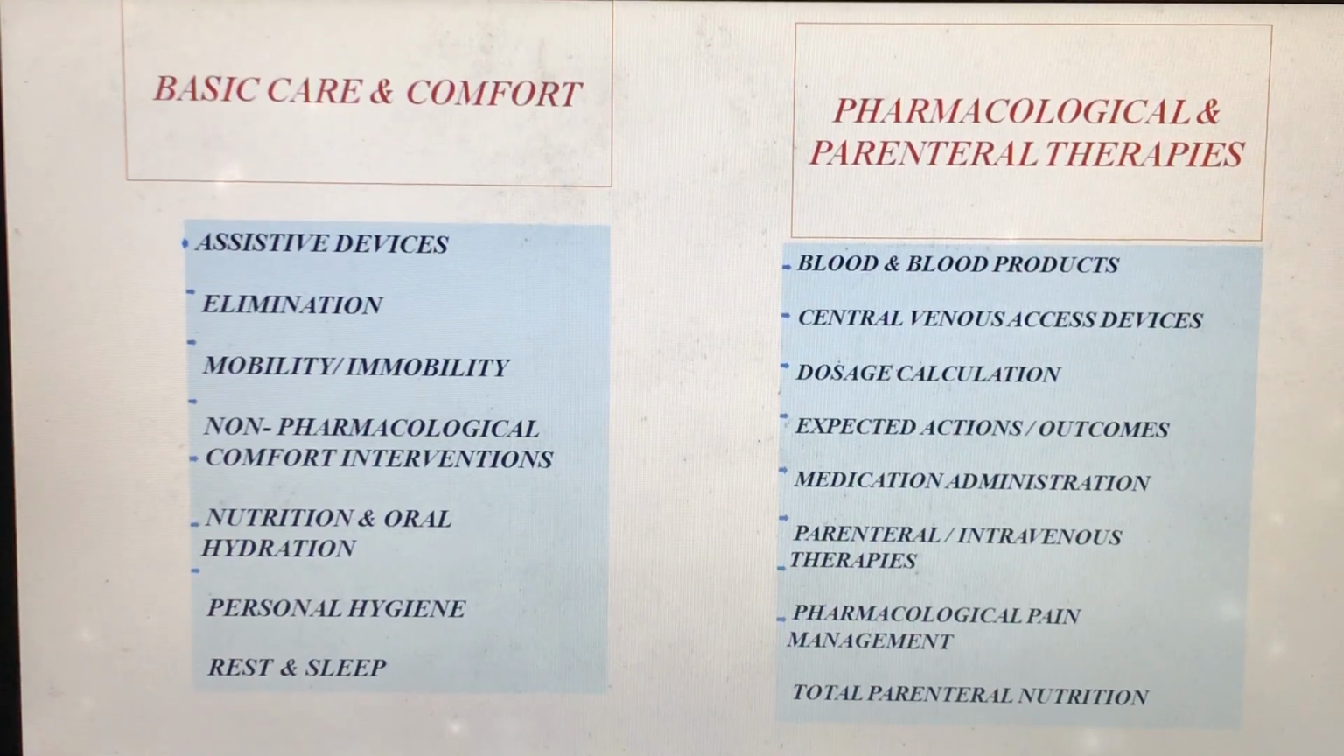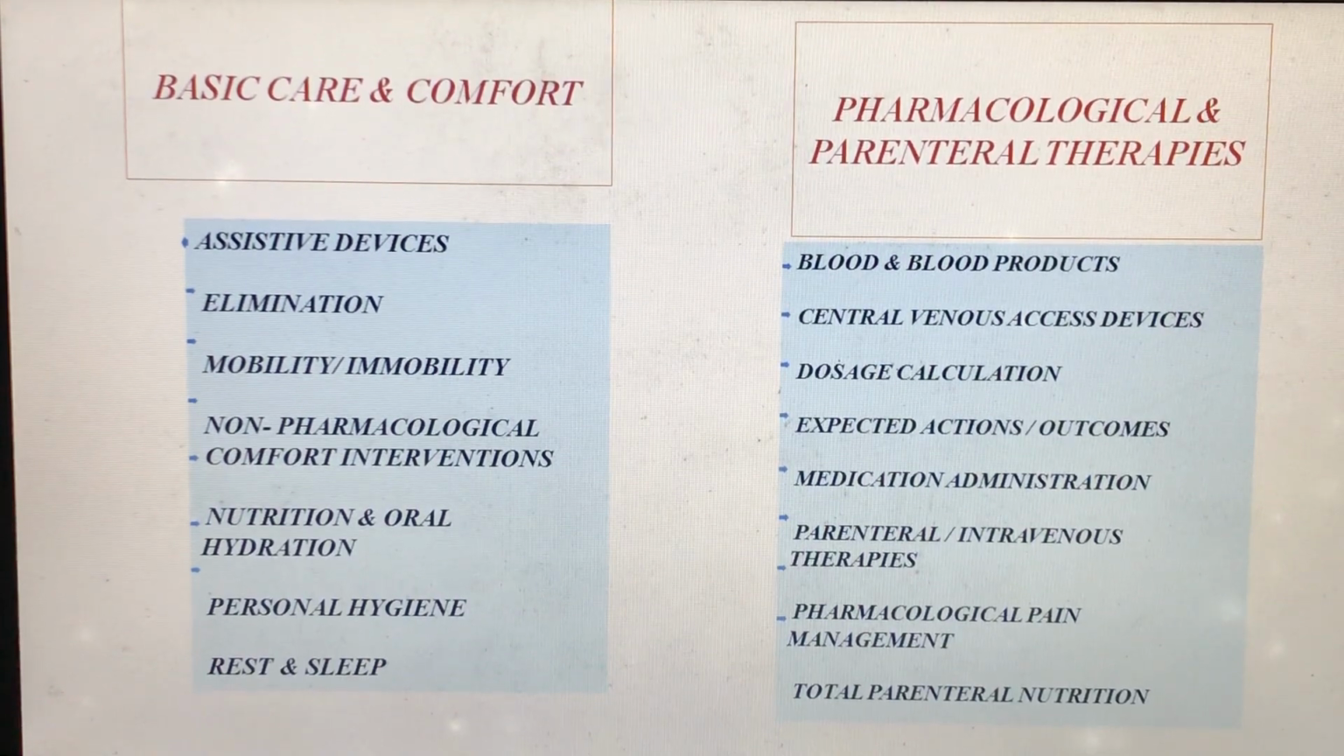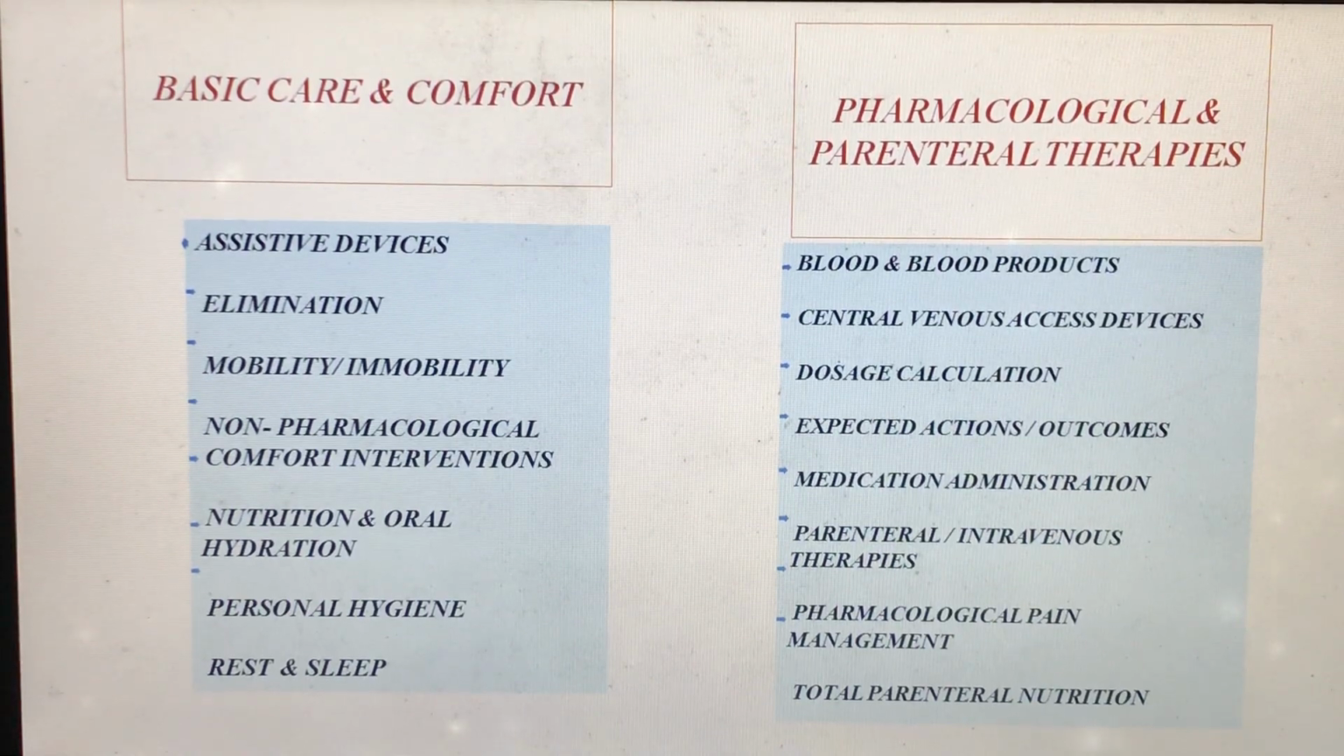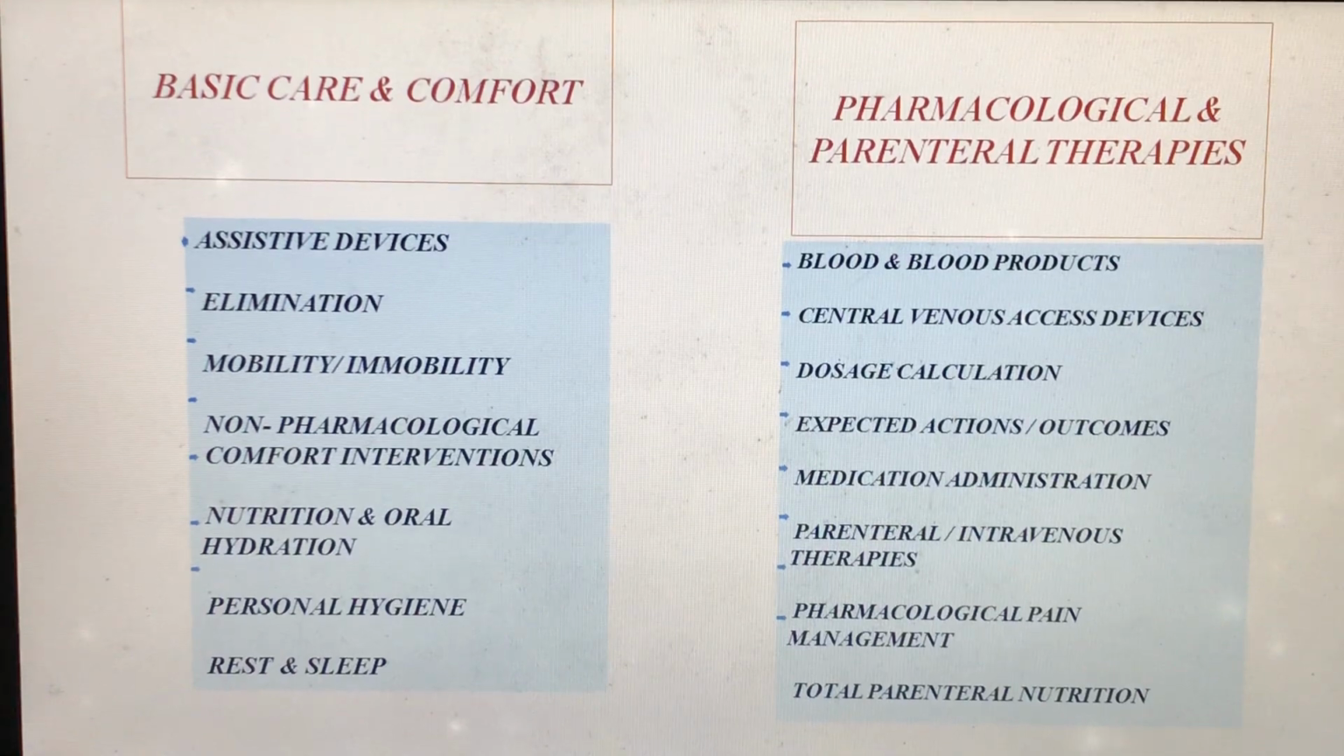Then the next one is central venous access devices. Then dosage calculations, medication calculations, that's easy. Then expected actions of outcomes, then medication administration, parenteral or intravenous therapies, pharmacological management, pain management, then total parenteral nutrition. So these are some of the main topics related to pharmacological and parenteral therapies. So here we see basic care and comfort, then pharmacological and parenteral therapies.